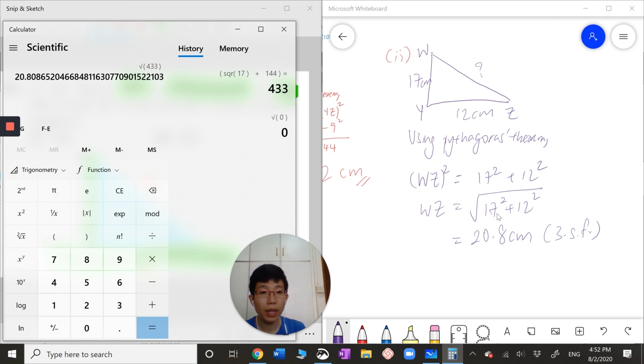When we look at the square root of this sum of numbers, it's actually 20.8 something. There's a long series of decimals. In this case, we need to round it off to 3 significant figures for this type of answer when there's a lot of decimal places. Round to 3 significant figures, it will be 20.8. So 1, 2, 3, and at the fourth significant figure it's 0, so when we round off, it will be 20.8.